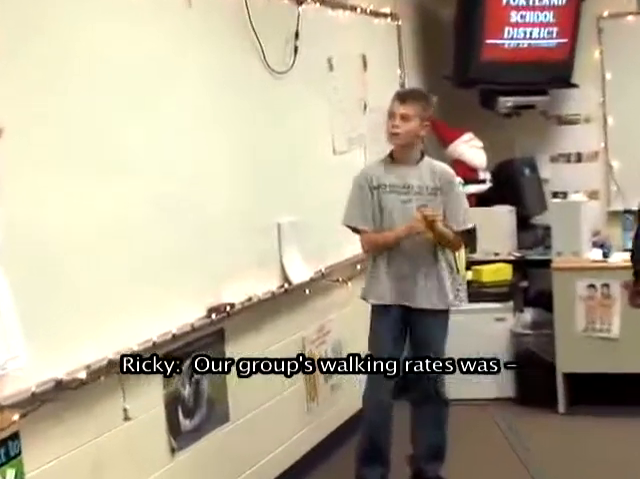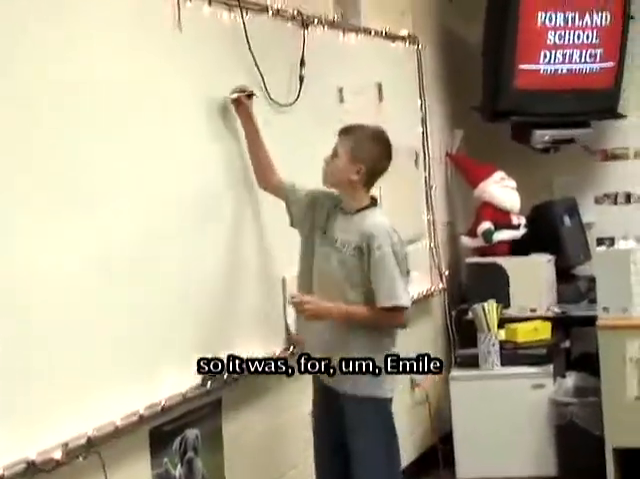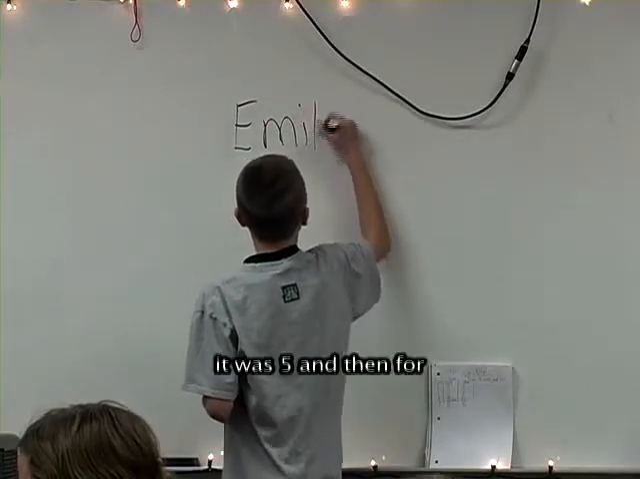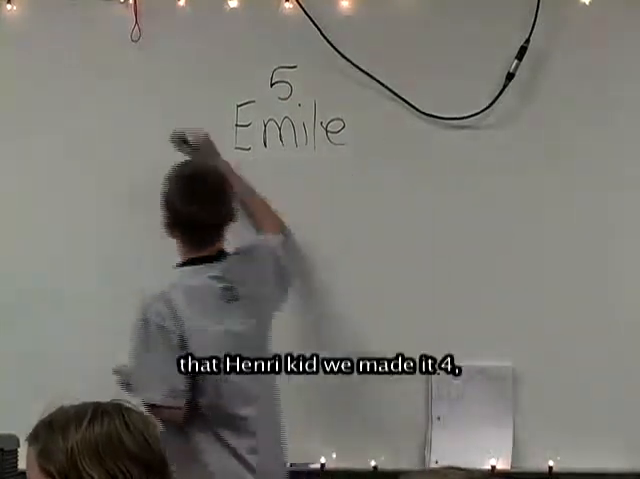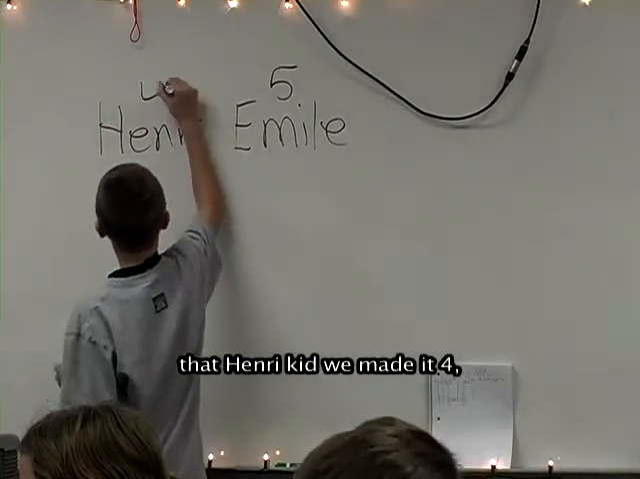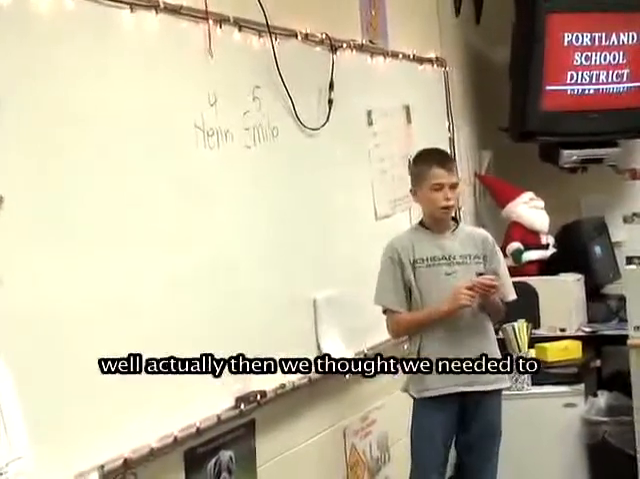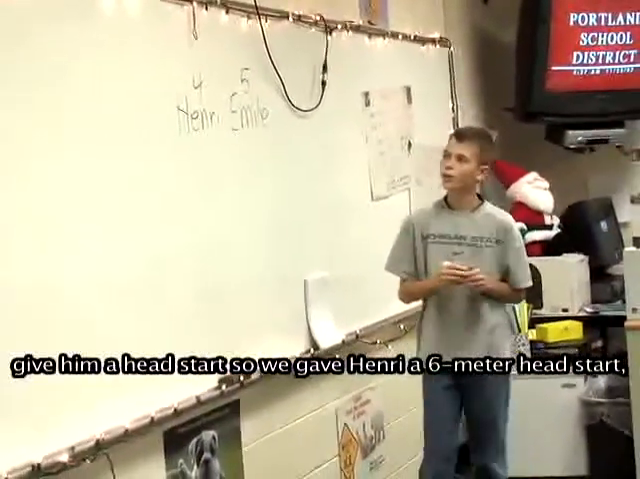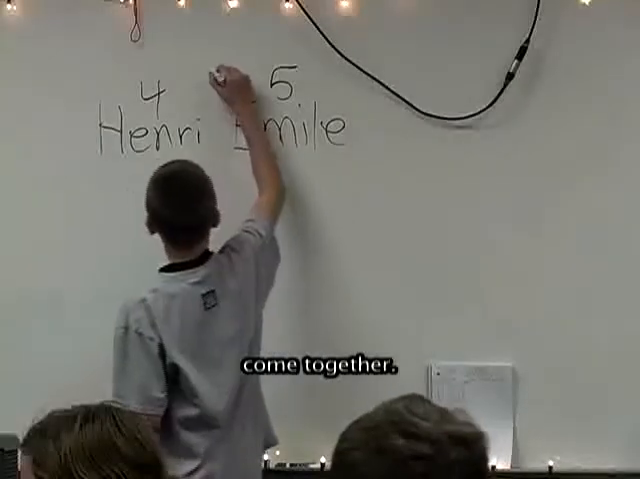Our group's walking rates, we made them like running rates. For Henry it was 5, and for that Andre kid we made it 4. Then we thought we needed to give him a head start, so we gave Andre a 6-meter head start. Then we made a graph to see when they come together.